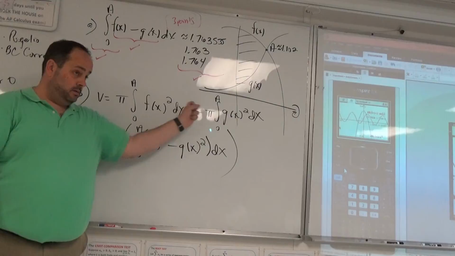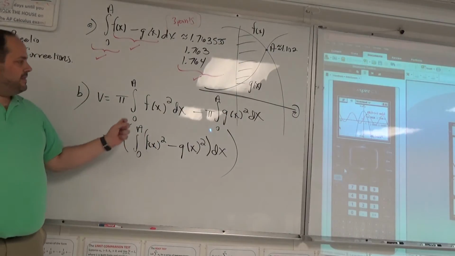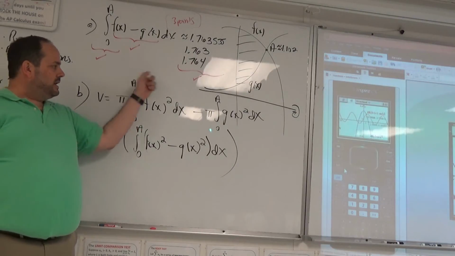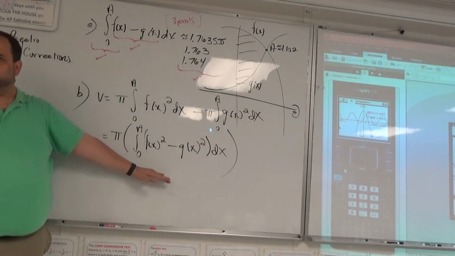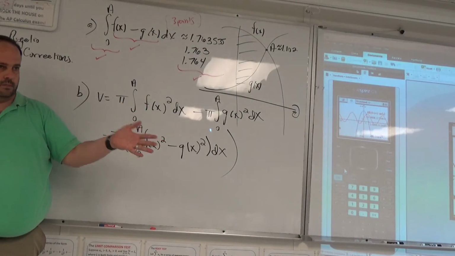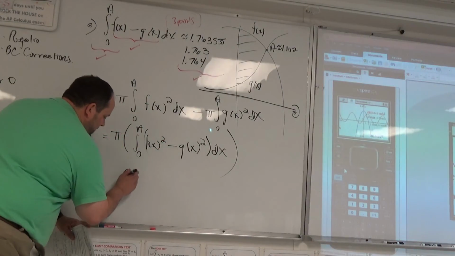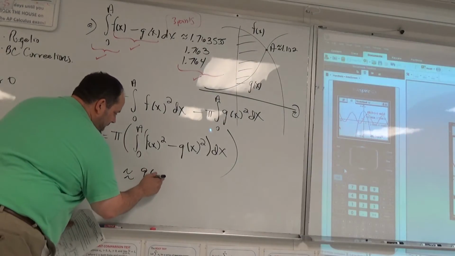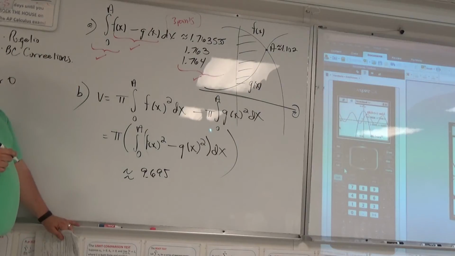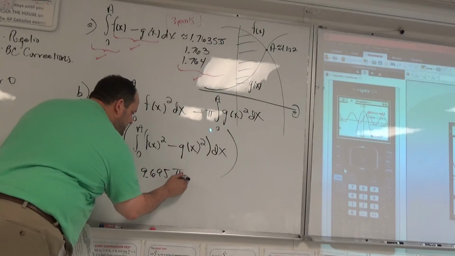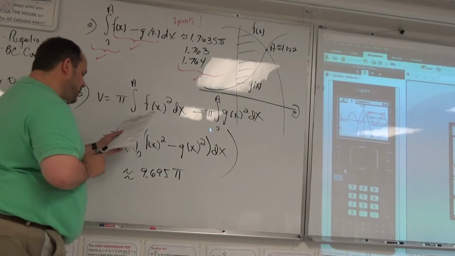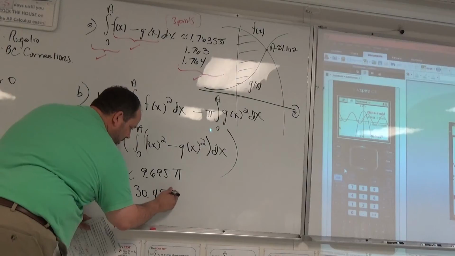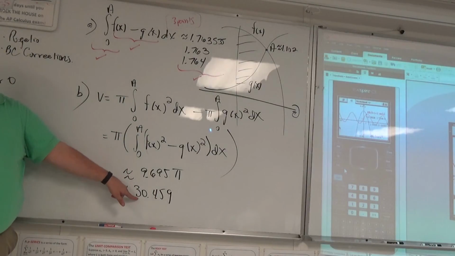You factored out the pi, which is okay. And then you went from 2 integrals to 1 integral. And that's okay because we're saying integral from 0 to a, integral from 0 to a, 1 integral, 2 integrals, same thing. Everybody good? Okay, so here's what the answer could be. You might choose to write your answer this way, 9.695 pi. Or you might choose to write your answer as 30.459. I bet most of you have 30.459.